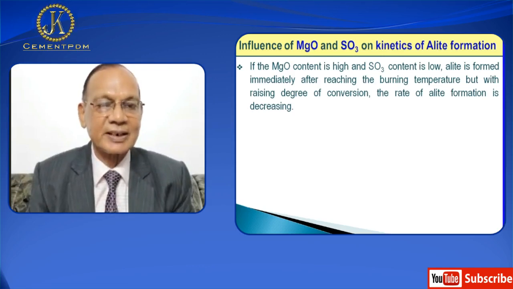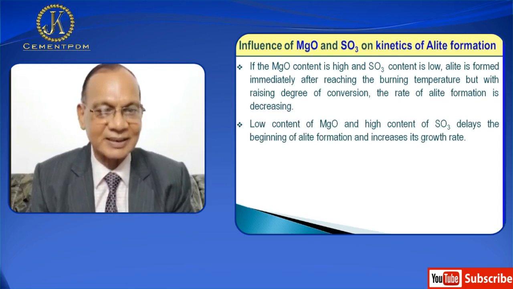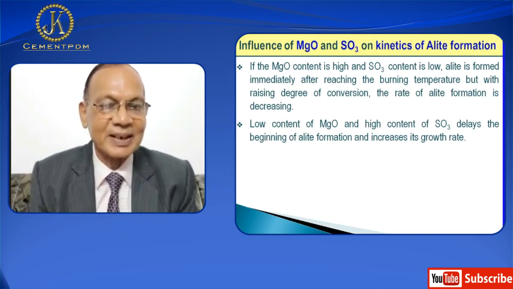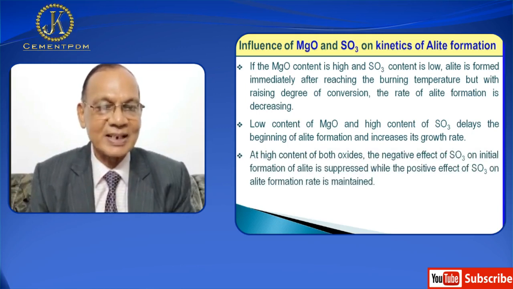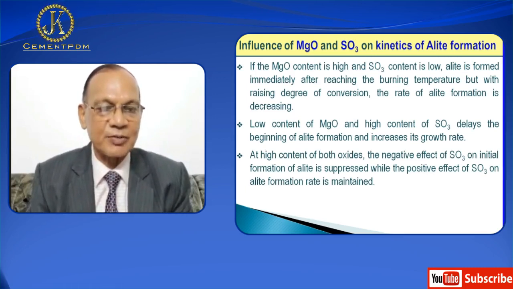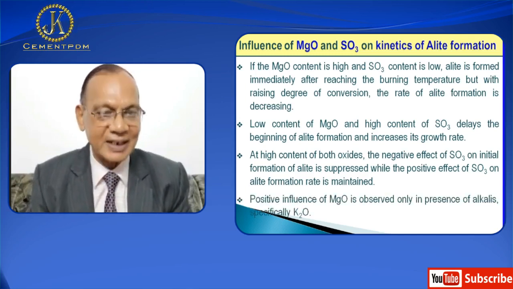but with varying degrees of conversion. The rate of alite formation is decreasing. Low content of MgO and high content of SO3 delays the beginning of alite formation and increases its growth rate. At higher content of both oxides, the negative effect of SO3 on initial formation of alite is suppressed, while the positive effect of SO3 on alite formation rate is maintained.